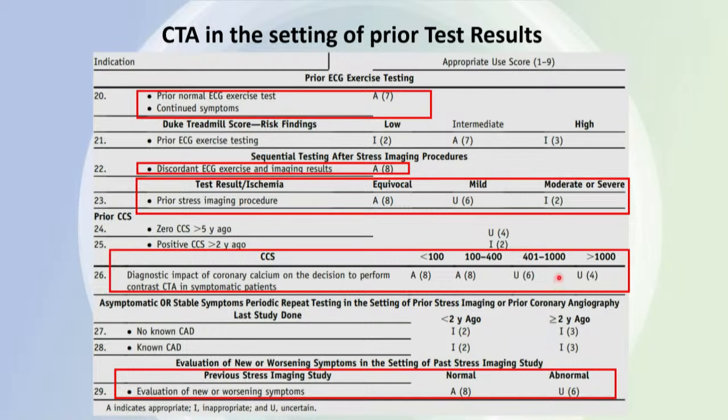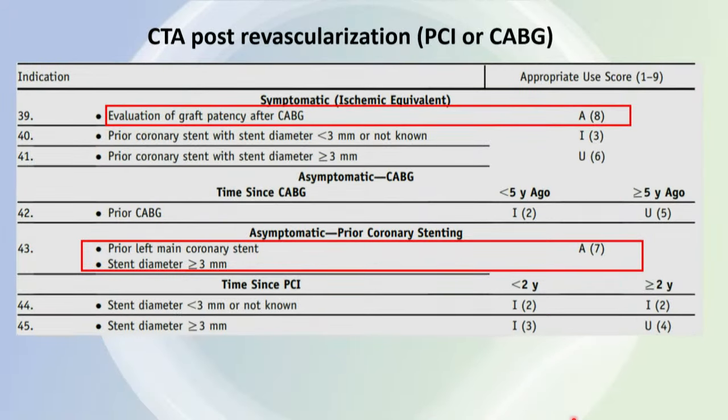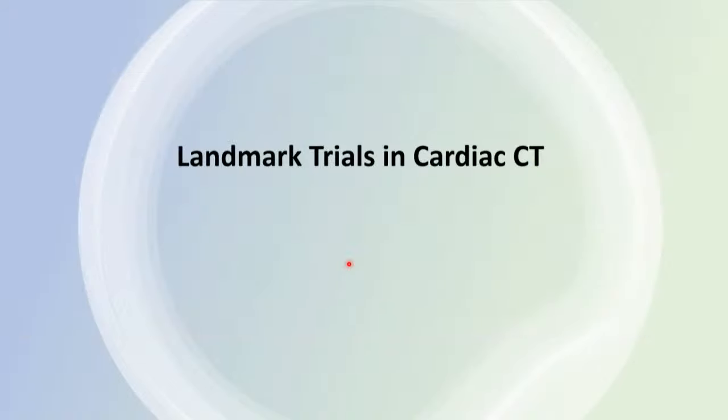CT in the setting of prior test results, that's an important one. If you have equivocal results from a stress testing modality, or discrepancy between the EKG and the imaging findings, it gets appropriate for that. Someone who's had prior stress tests, but they're having new or worsening symptoms, it is appropriate to do CT for that. Evaluation of graft patency after CABG, and I'll have a couple of slides about that later on, that's appropriate. Stents, if they are more than 3 millimeters, are appropriate, but increasingly we are evaluating stents that are less than 3 millimeters. We'll talk about stents later on as well.